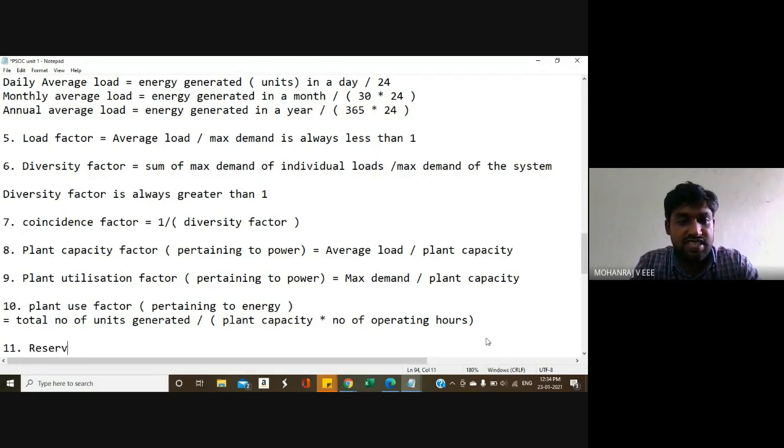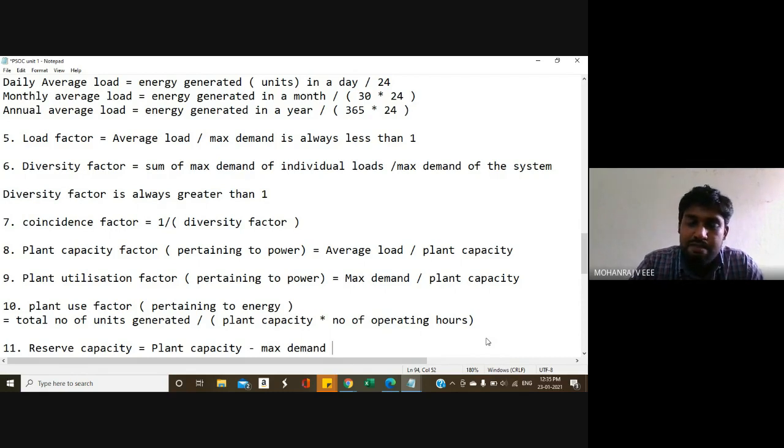Then we have one more important term, which is known as reserve capacity. What is the reserve capacity of the plant? What is the reserve the plant has? Reserve capacity is equal to plant capacity minus maximum demand on the plant. That is known as our reserve capacity.